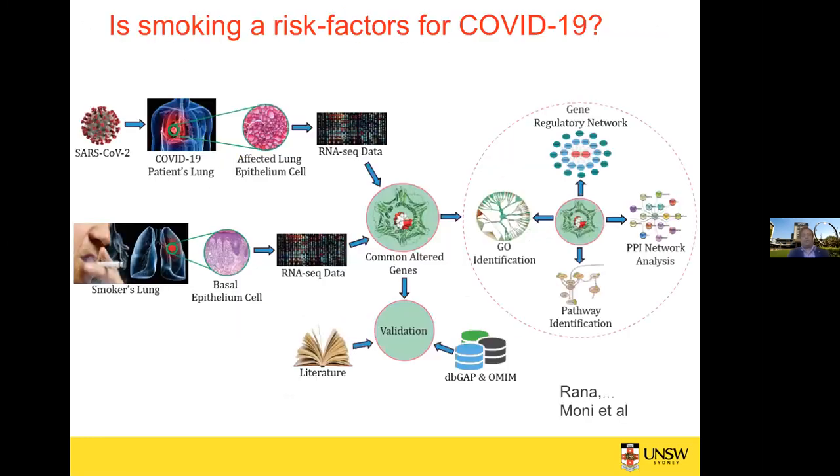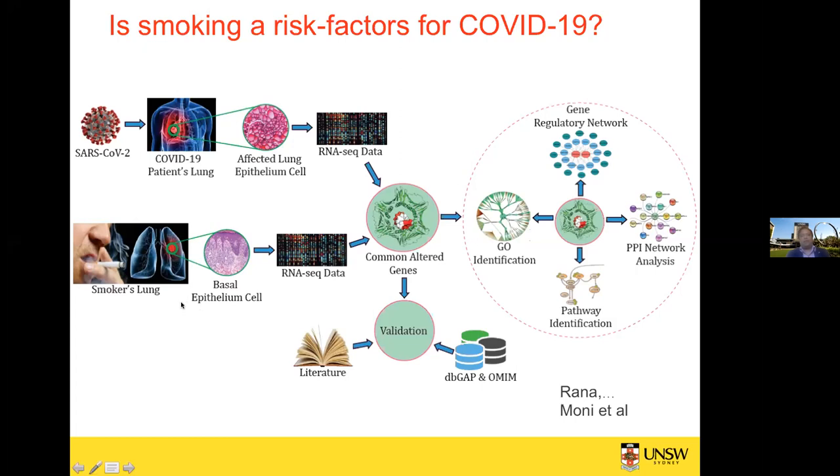The second work is being run by Humayun Kabir Rana of Green University. He is the leading author of this work. He is looking at whether smoking is a risk factor for COVID-19. We have developed this project. It is still under development. We will submit this paper soon. I hope we will submit to a top priority journal.